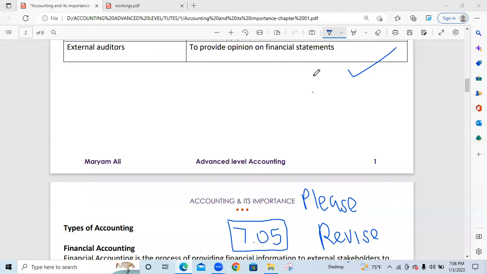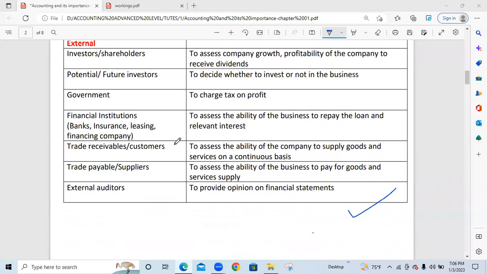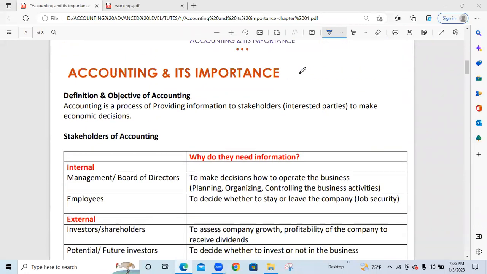Okay, so guys, now we have to start types of accounting. Before that, I'll just go through whatever we studied last class. So, guys, now see here, when it comes to accounting, we need to know what is accounting. Accounting's definition and the objective are the same.